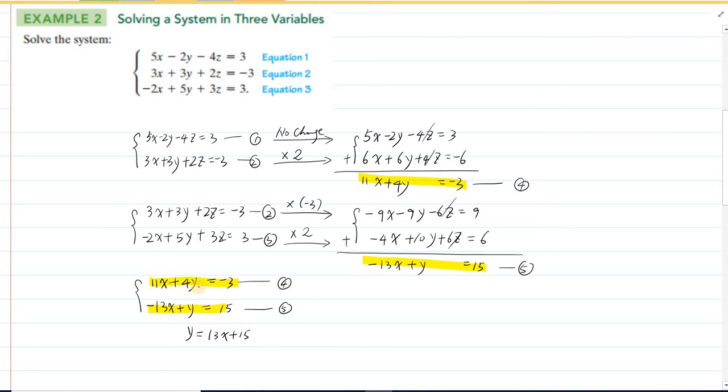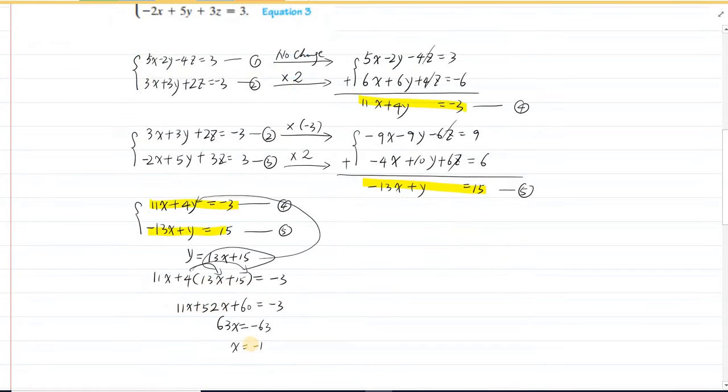So I'm going to bring this back to equation 4. I'm going to have 11x plus 4 times (13x plus 15), and then equal to -3. Okay, all I'm doing is just a substitution. So you solve this, you get x equals -1. And then you do a substitution, you put this in here, that will be y equals 13 times -1 plus 15, and then you're going to get +2.